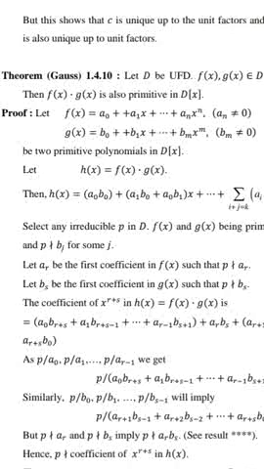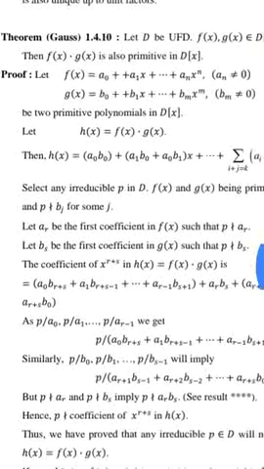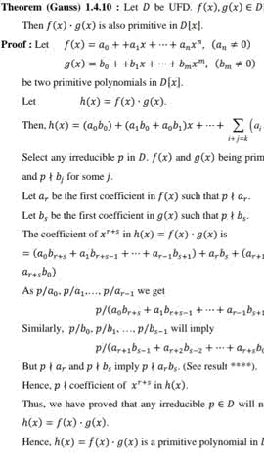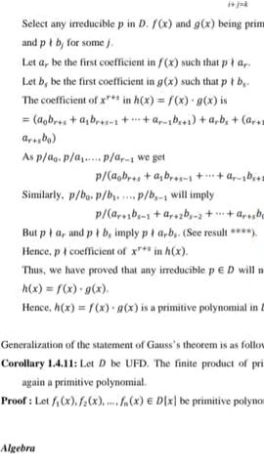Let f of x be equal to a naught plus a1x plus dot dot dot, and g of x equal to b naught plus b1x plus dot dot dot be primitive polynomials in D of x. Let h of x be equal to f of x into g of x. Then h of x is equal to a naught b naught plus (a1 b naught plus a naught b1) x plus dot dot dot and so on.